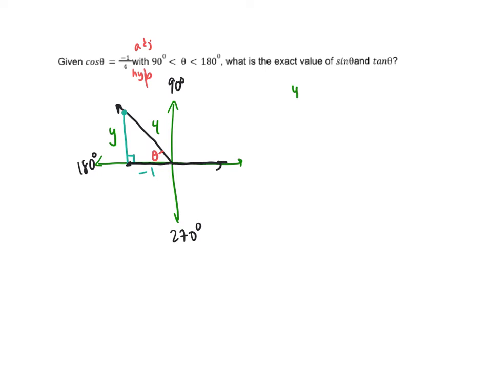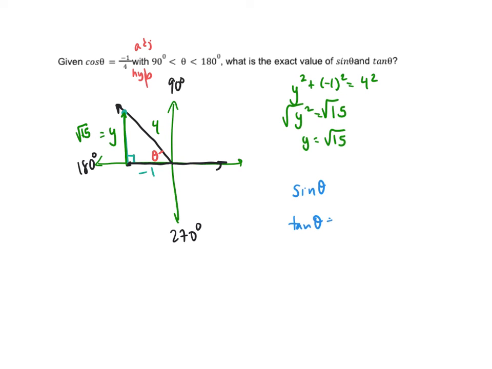So to find this y value, y squared plus -1 squared equals 4 squared. Y squared equals 15. So y equals the square root of 15. Now you do have to make a determination in your triangle if it's negative or positive. But since this is a y value in quadrant 2 going up, this is square root of 15.